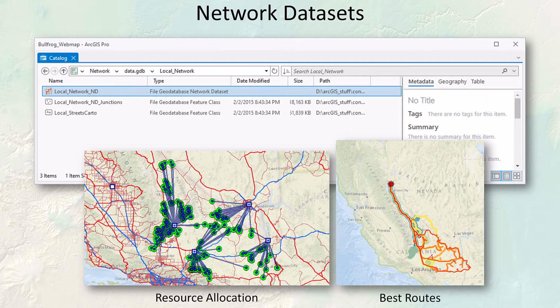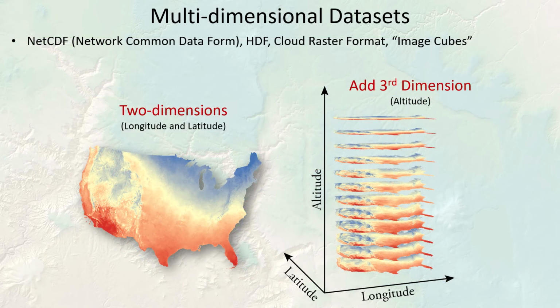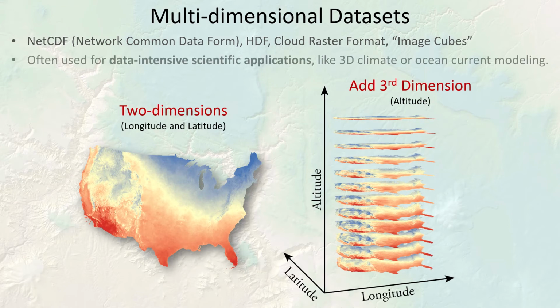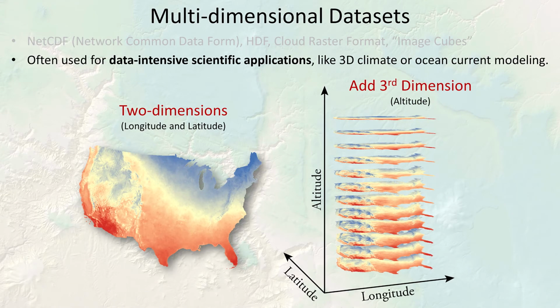Moving on, we talk about multi-dimensional data sets. In the GIS world, you'll see these referred to as several things. There's this NetCDF format, Network Common Data Form. This is the most common, and I got another slide of that in a second. But there's also data sets in format of HDF, of cloud raster formats. And now Esri's going on and on about image cubes. They're all basically the same thing. They are often used for data-intensive scientific applications like 3D climate modeling or ocean current.